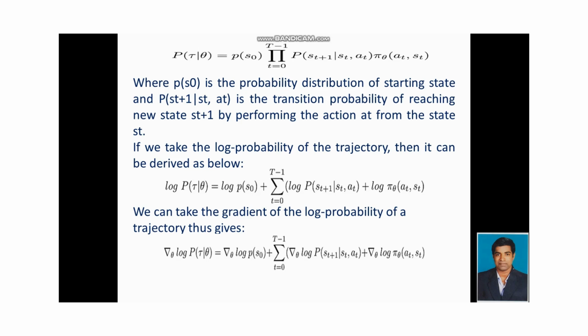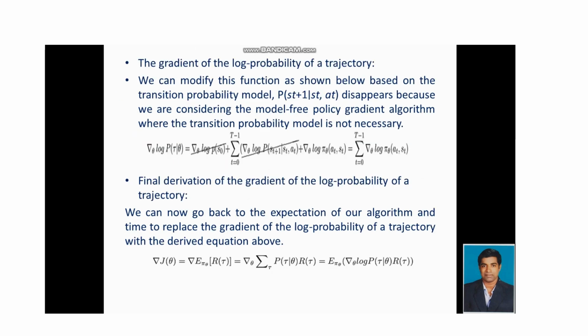We can take the gradient of the log probability of the trajectory, which gives the gradient with respect to θ of log probability of τ given θ, equal to the gradient of log p of s0 plus summation t equal to 0 to T minus 1 of gradient θ log p of s(t+1) given s_t, a_t, plus gradient θ log π_θ of a_t given s_t.